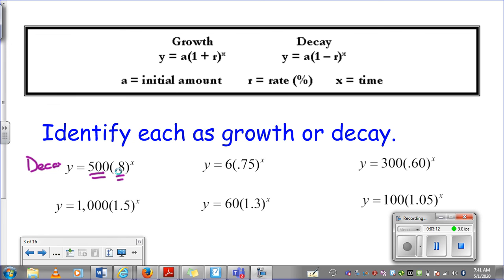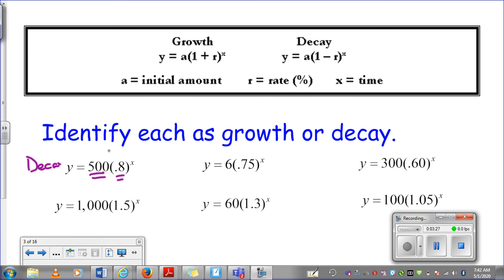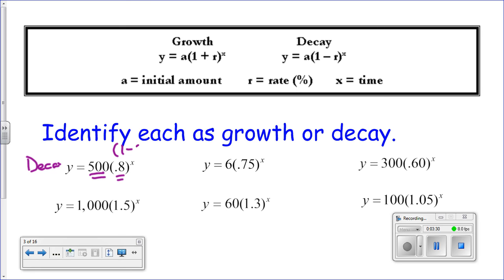In other words, 0.8 actually remains here. So what actually decays? In other words, 1 minus what? So this was 1 take away what is going to give us 0.8. Well, if you're thinking 1 take away 0.20, then you're right. So that means actually 20% decays. So 20% decays and 80% remains each time.